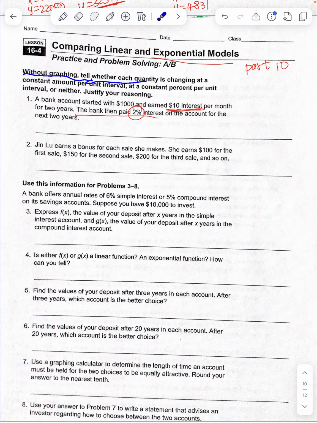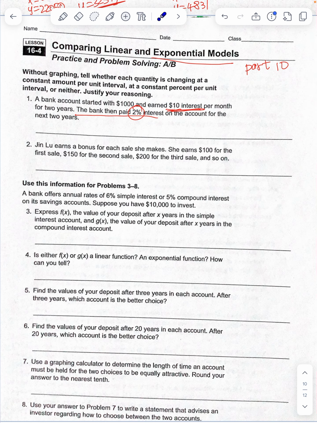Tell whether each quantity is changing at a constant amount per unit interval. That means it's changing the same. You're adding the same amount. Or at a constant percent per unit interval. Either way, justify your reasoning.